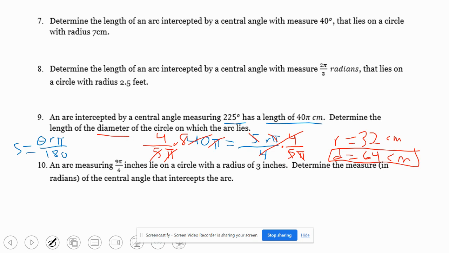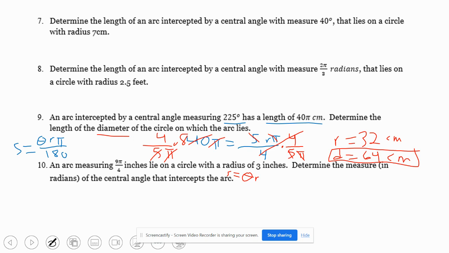In the next problem, an arc measuring 9 pi over 4 inches lies on a circle with a radius of 3 inches. Determine the measure in radians. So I'm going to use my radian formula here, which is going to make my life a little easier. Arc length equals radians times radius. Okay, so I'm looking for the measure of the angle. So I'm looking for theta.